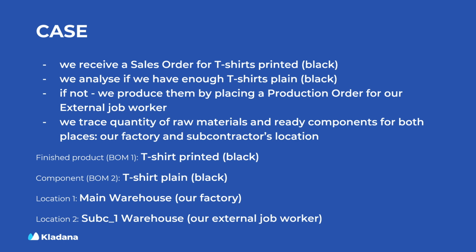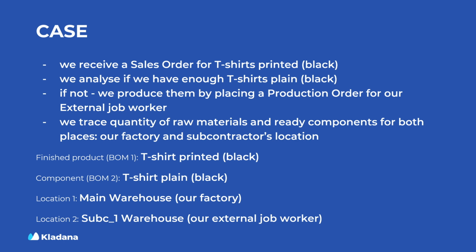Let's consider one case, and I think it will be clearer if we look at an example. For example, we produce t-shirts with prints. To produce such t-shirts, we use components: plain t-shirts and other raw materials like prints and packing boxes. Plain t-shirts we sew at another location. Let's assume that an external job worker sews them for us, and we just supply him with raw materials. But the same scheme can be applied if we produce the entire finished product ourselves in different places.